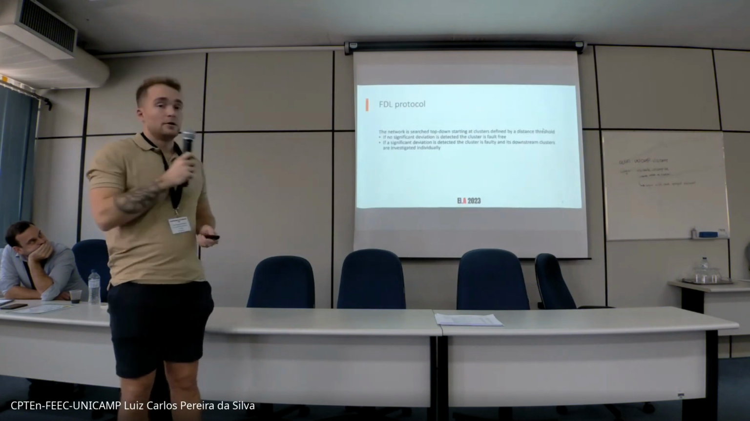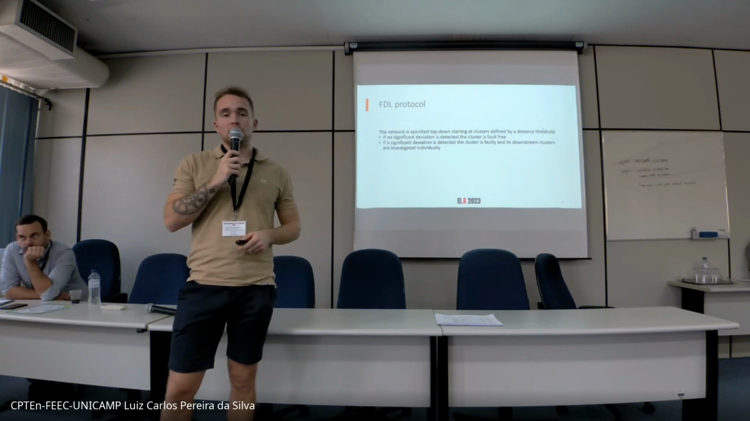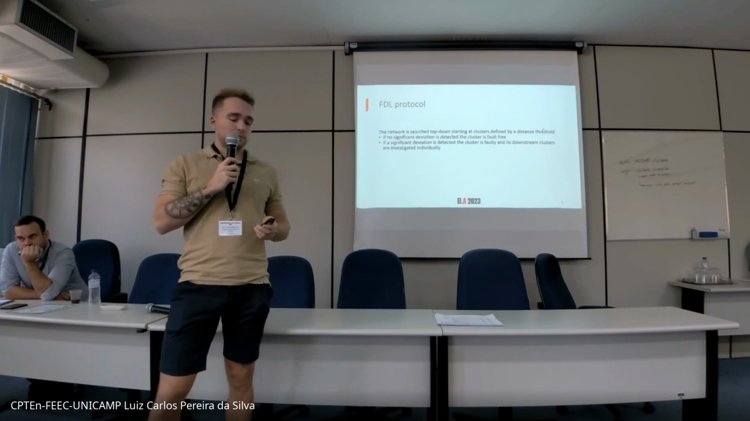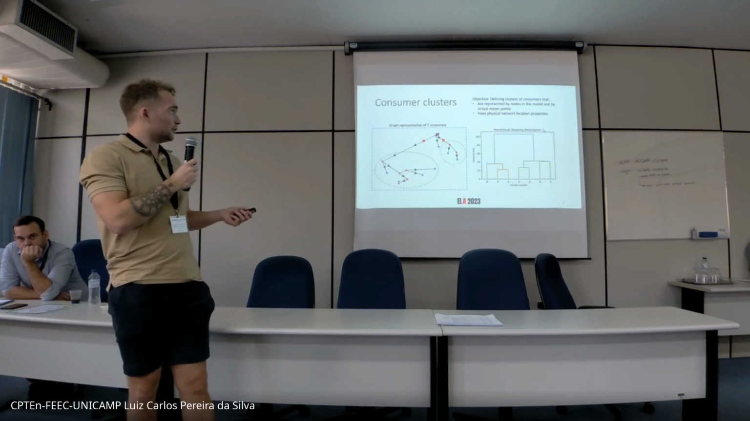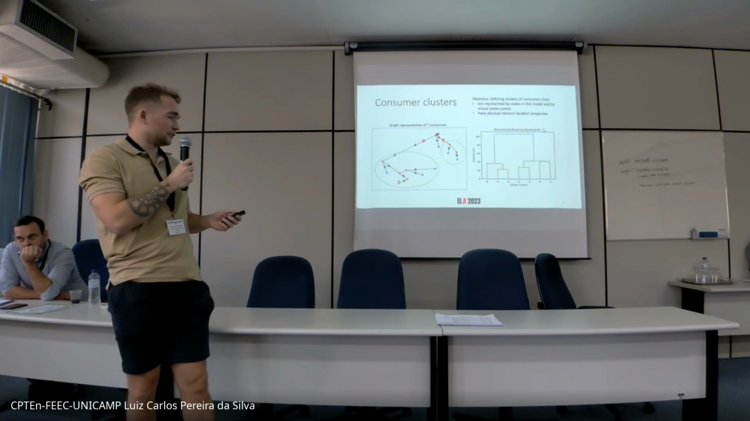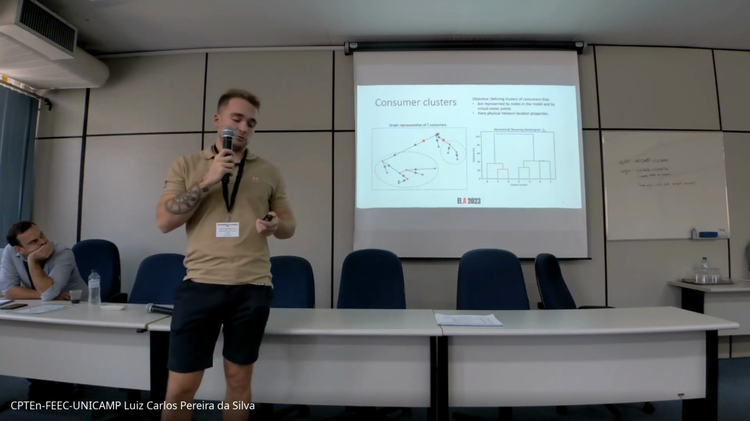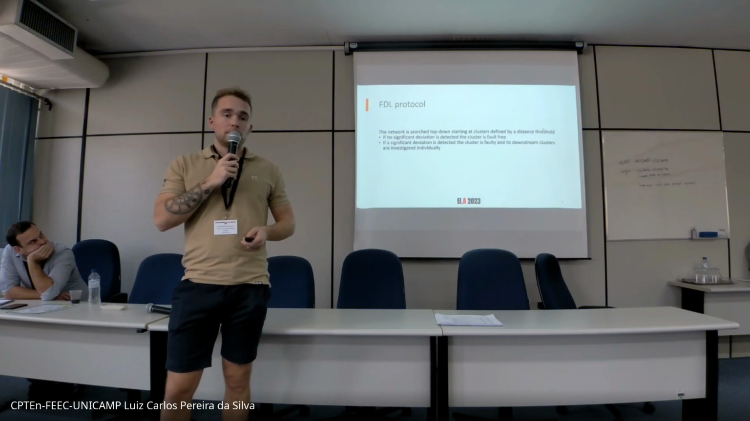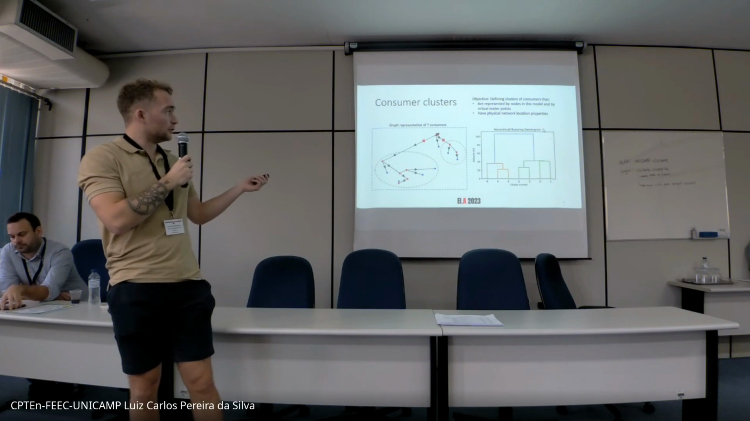Then for the fault detection and location protocol, the network is searched in a top-down approach, starting at a cluster defined by a distance threshold. So if we move back to the dendrogram, we could set the distance threshold at 120 meters. There is a trade-off for the distance threshold. If you start too low, you have to do a lot of computation. If you start too high, you might obscure some of the fault symptoms. But in this case, this is actually one of the case studies we're going to be looking at later.